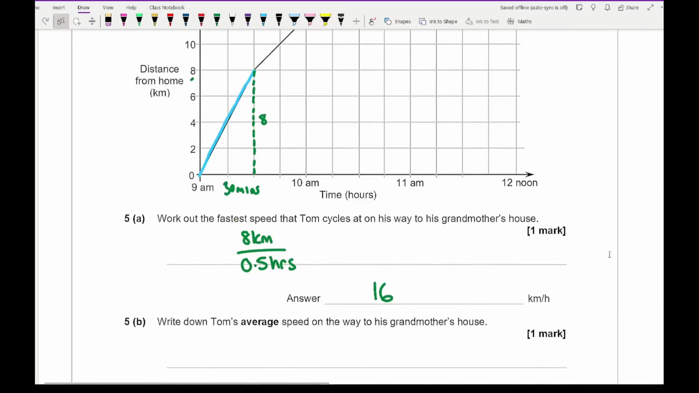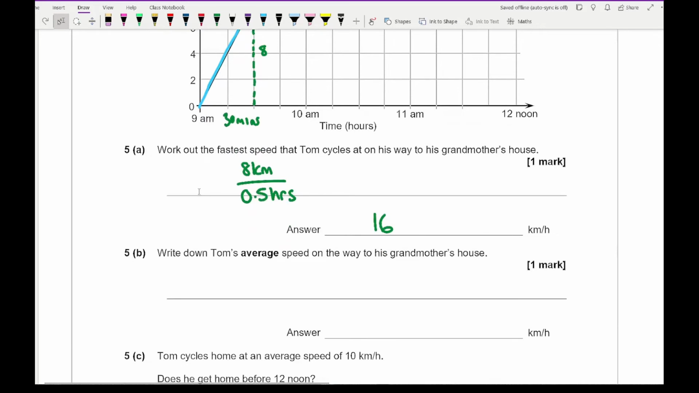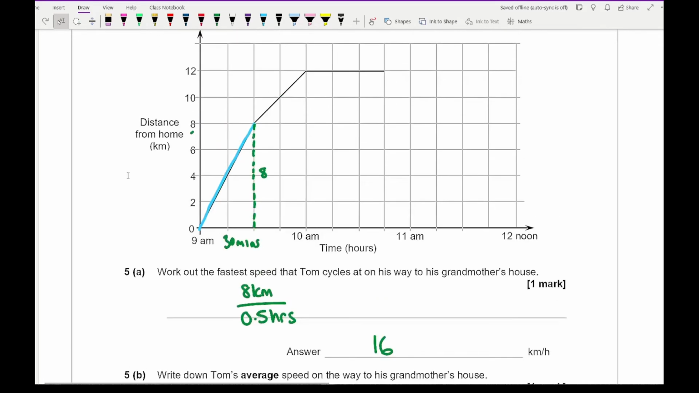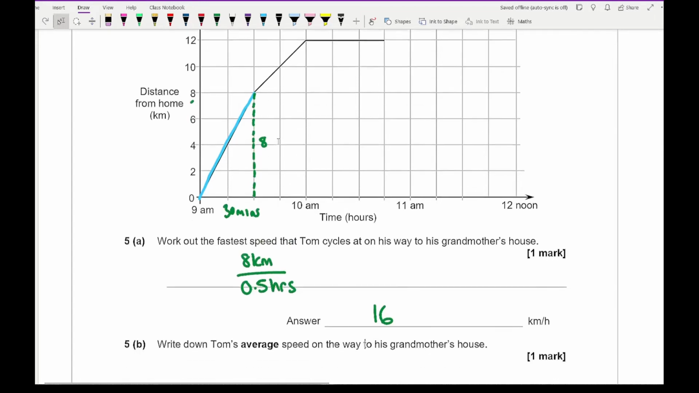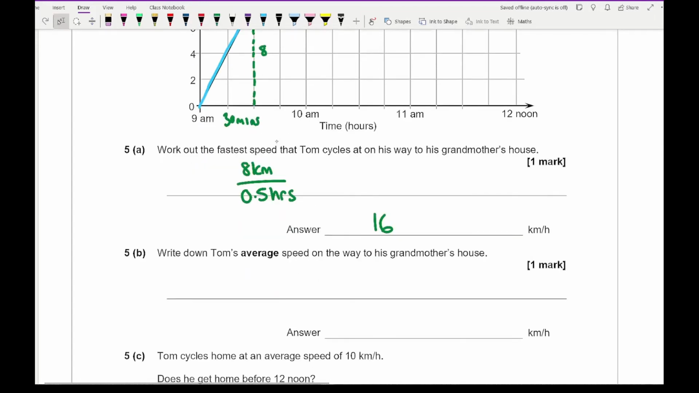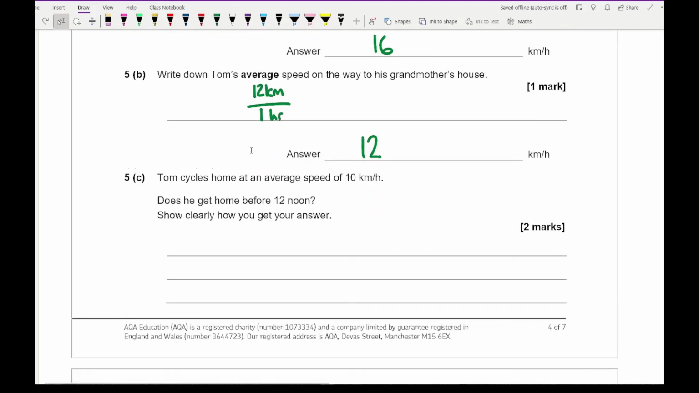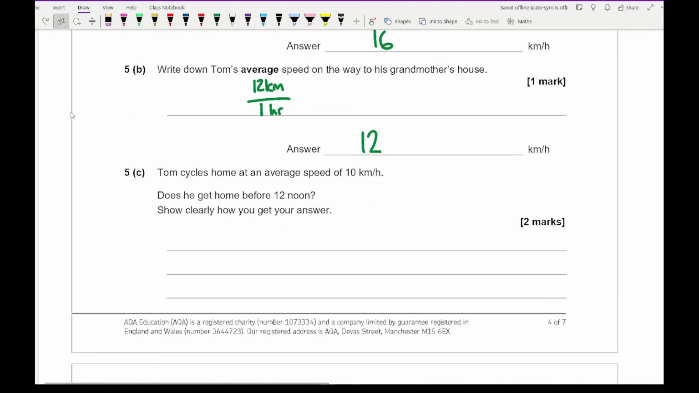The next question then says, write down Tom's average speed on his way to his grandmother's house. So for this, we want the total distance, which is 12 kilometers, and the total time, which is 1 hour. So it's 12 kilometers divided by 1 hour. So it's going to be 12 divided by 1, which is 12. Next question then says that Tom cycles home at an average speed of 10 kilometers per hour. Does he get home before 12 noon? Clearly show how you get your answer.